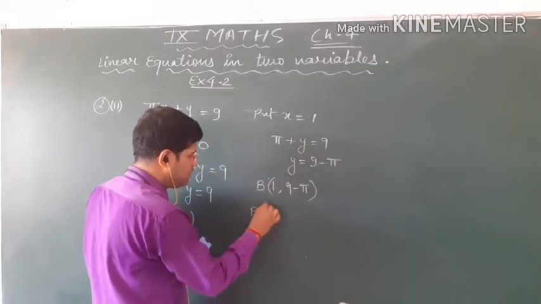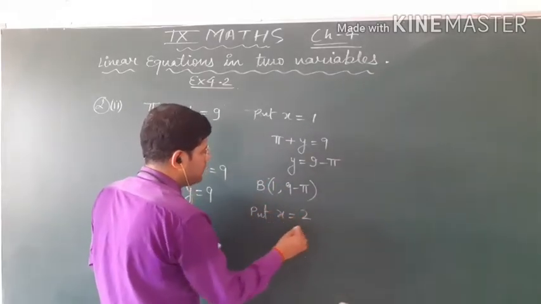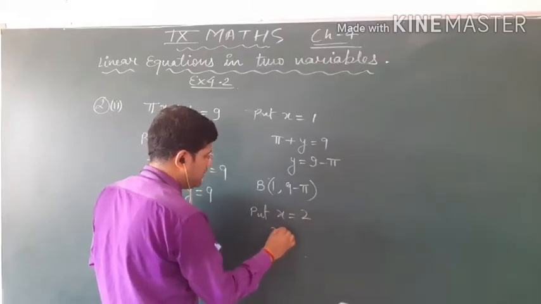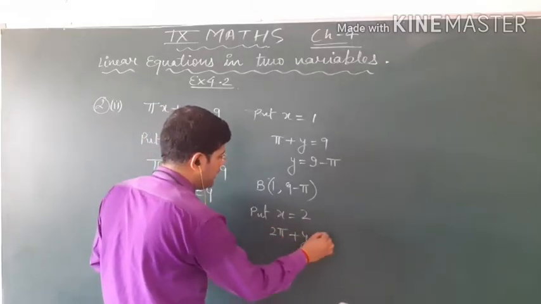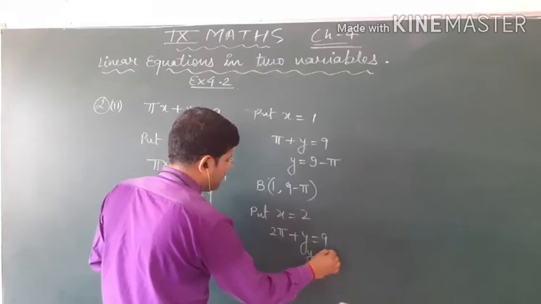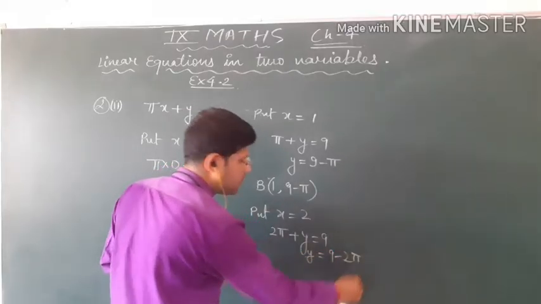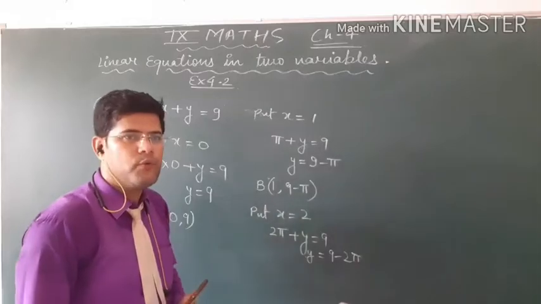Now we can put x equal to 2, then 2 pi plus y equal to 9. Here y equal to 9 minus 2 pi. Okay students, now we can move to the next sum.